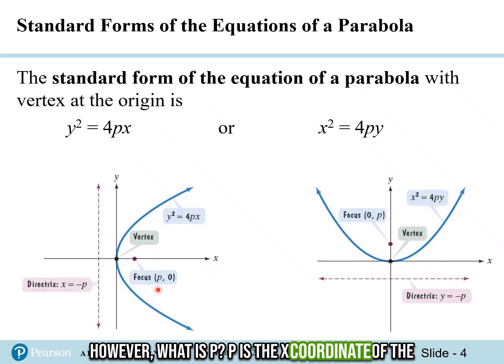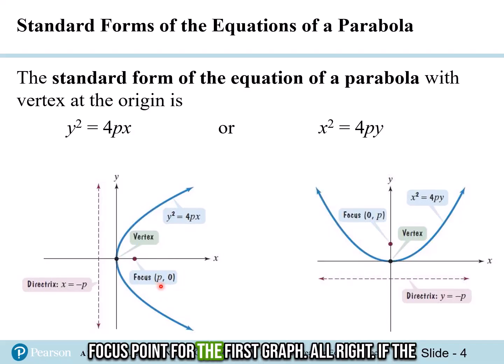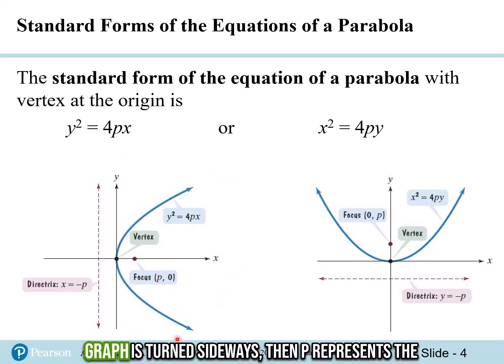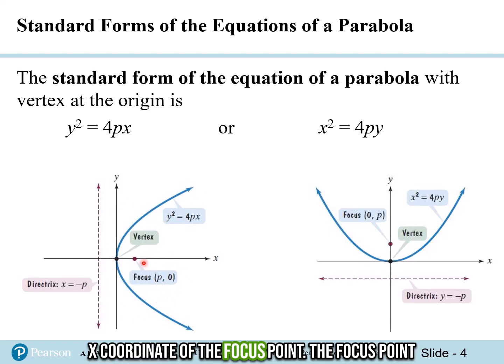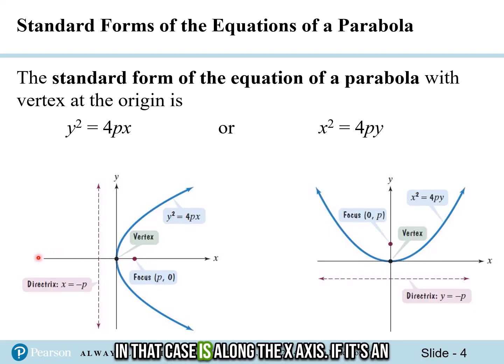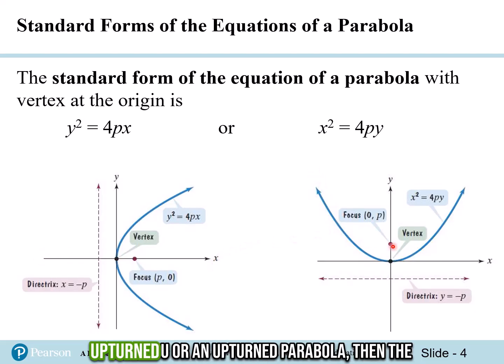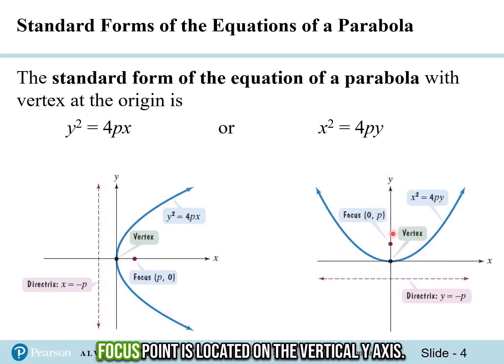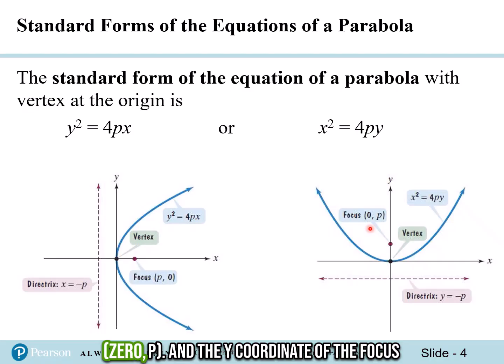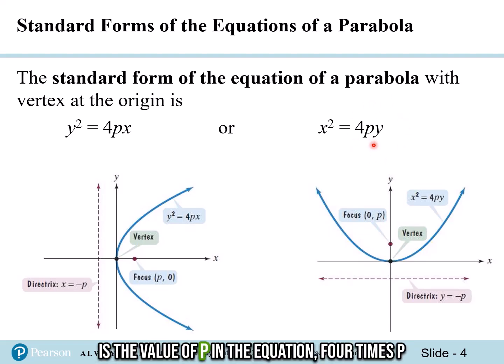p is the x-coordinate of the focus point for the first graph. If the graph is turned sideways, then p represents the x-coordinate of the focus point. The focus point in that case is along the x-axis. If it's an upturned parabola, then the focus point has coordinates 0, p. The focus point is located on the vertical y-axis. It has coordinates 0, p, and the y-coordinate of the focus point is the value of p in the equation, 4py.